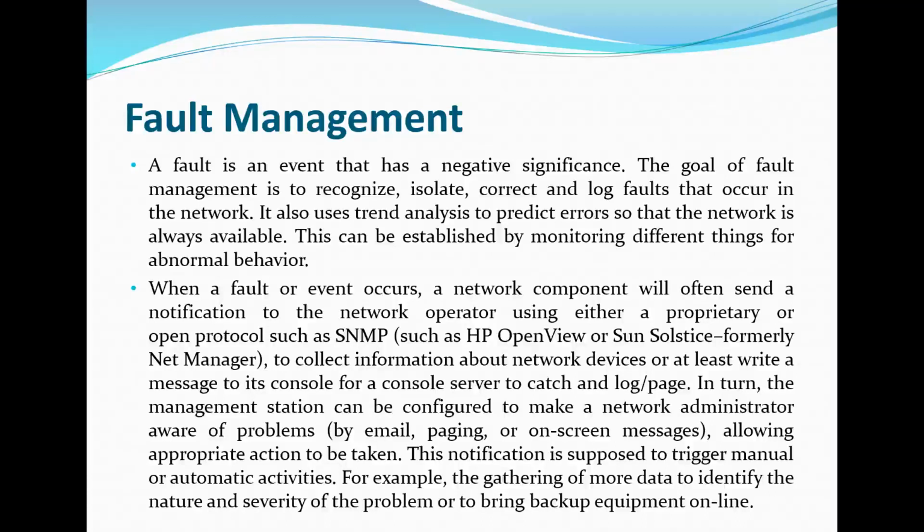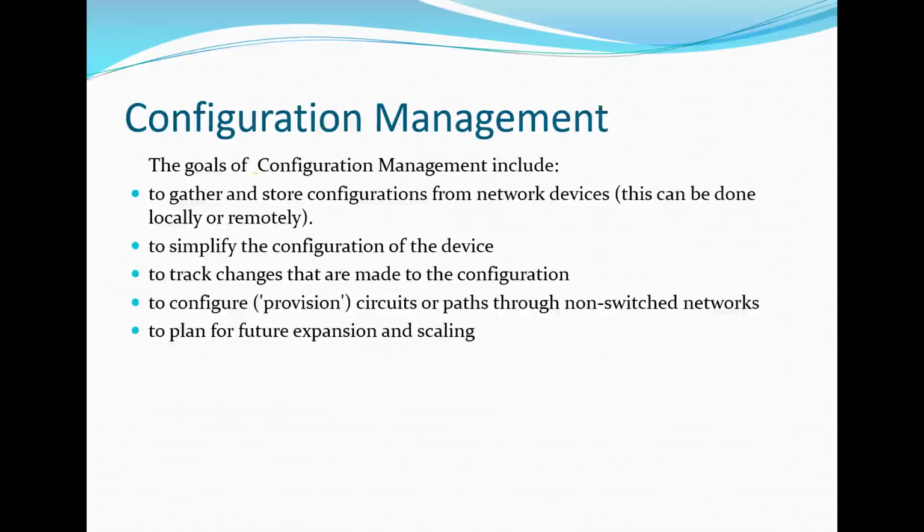Whenever a fault or event occurs, a network component will send a notification to the network operator using some protocol, SNMP, right? It collects the information about the network devices and writes the message to its console, for a console server, and it will catch what kind of problem it is. Then there is a management station component which will be configured to make the administrator aware of the problems, maybe by emailing or paging, like that. So what kind of action is to be taken, allowing the administrator to take the activities, right? So that is about the fault part of it.